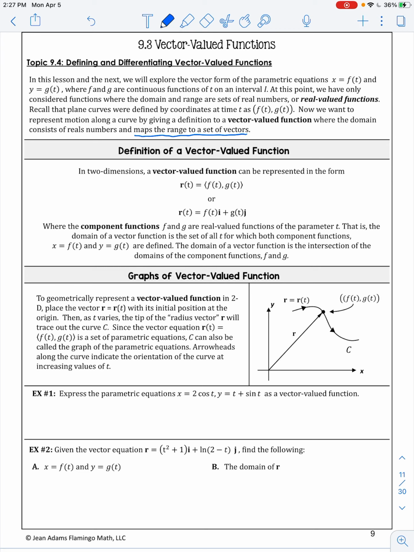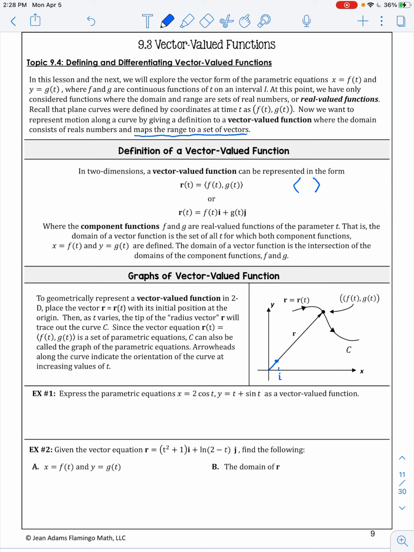So in 2 dimensions, a vector-valued function can be represented in the form r of t equals, and these symbols like right here represent a vector. So the vector f of t, g of t, or as r of t equals f of t i plus g of t j, and i, j are the unit vectors. I don't know if you remember that from physics, but you can think of it as one i plus one j.